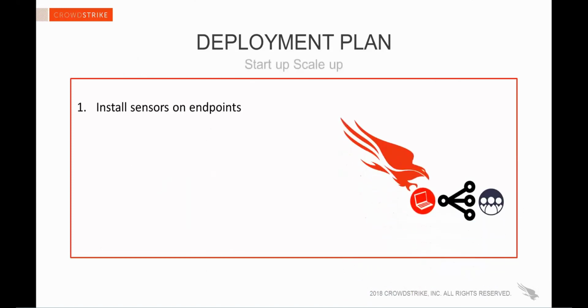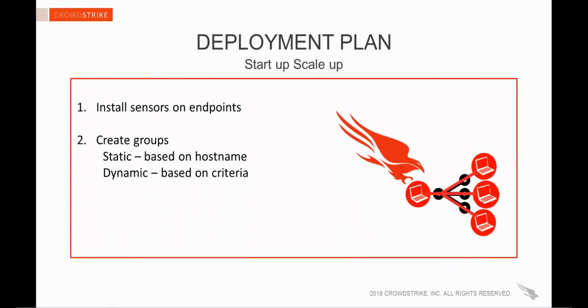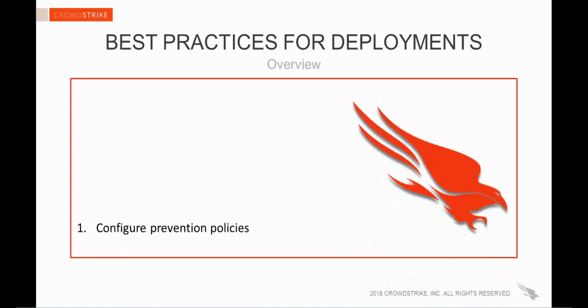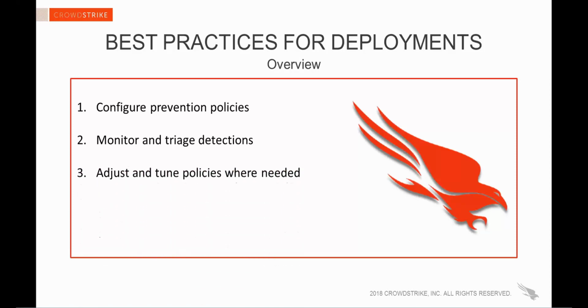In the startup scale-up videos, we outlined an overall deployment plan for a typical Falcon sensor implementation. This video reviews additional best practices with regards to policy configuration and tuning. Configuring the prevention policy properly is a key factor to successfully implementing Falcon into an environment with or without an existing endpoint security product still present.